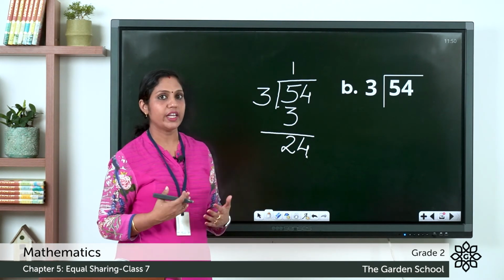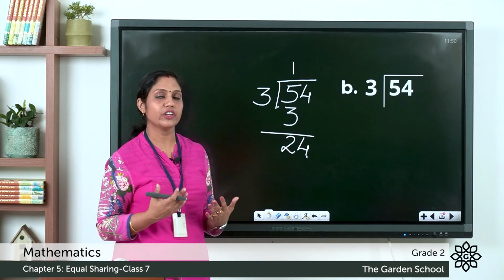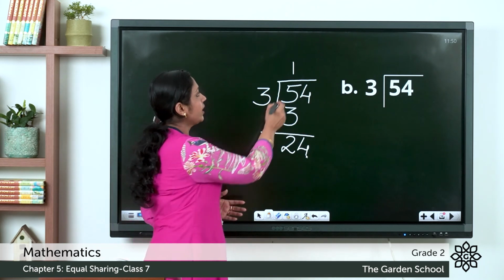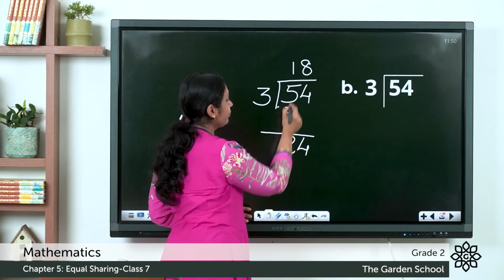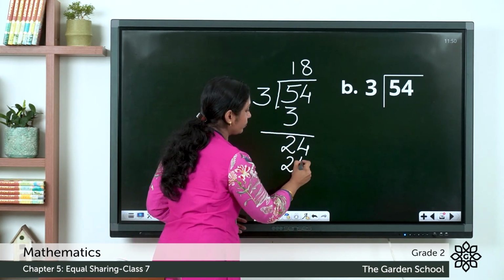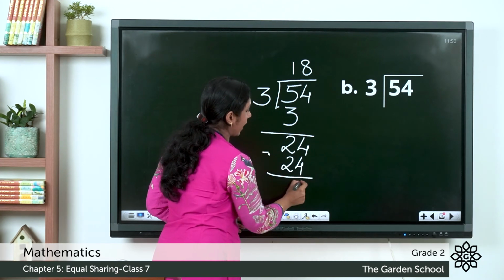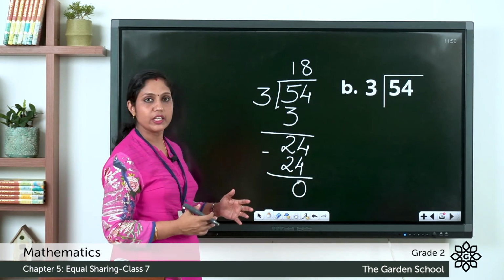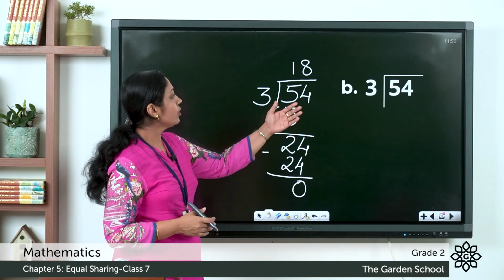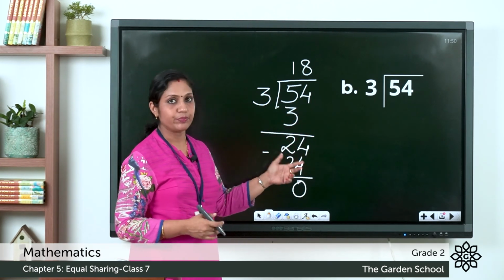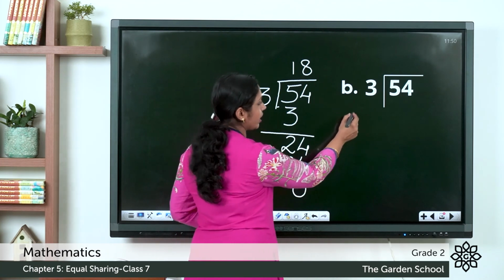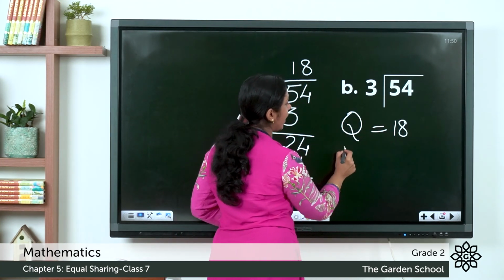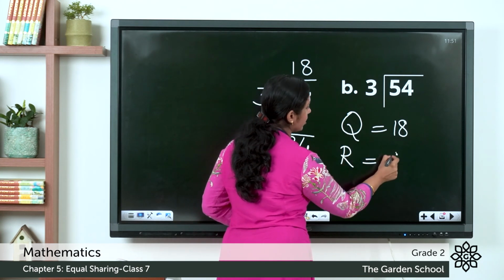Check the table of 3 again. How many times do you get 24 in the 3's table? 3 8s are 24. So that 8 right on top here and 24 down. Now subtract. We got 0 remainder. 24 minus 24 is 0. So 54 divided by 3. The quotient is 18. That is Q is 18 and the remainder is 0.